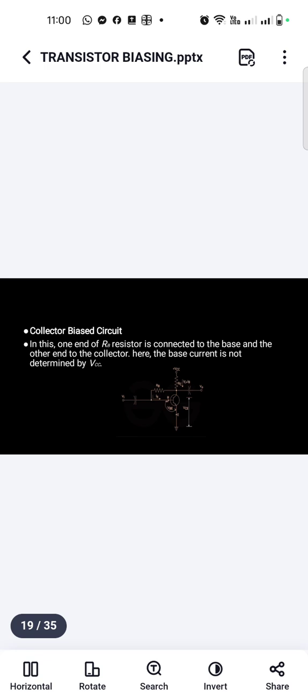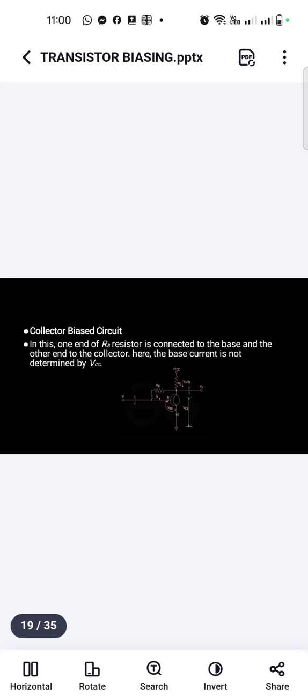We know the relation IC equals beta IB. Using that relation we will get IB equals VCC minus VB divided by (1 plus beta) into RC plus RB. If you want to find the IC value, apply KVL to the output side, so we will get that output value. Now apply the stability factors. You know there are so many stability factors, substitute there and find the values.